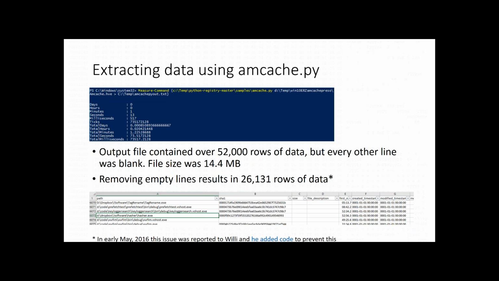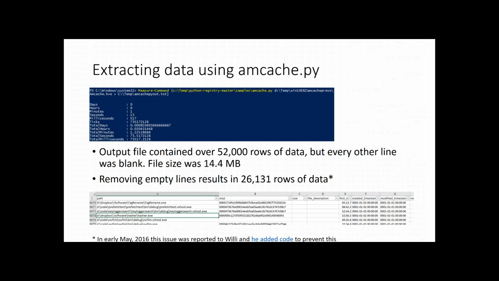Now, one of the things that I ran into when I ran this against my Hive, I initially had 52,000 rows of data. When I opened it up in an editor, every other line was blank. So I reached out to Willie, and he immediately figured out what it was, and it had something to do with Windows when you redirect output, and he fixed it within a few minutes. And so now we don't have to worry about deduping if you're running this on a Windows system. But basically, the last line there is we end up with 26,131 rows of data.